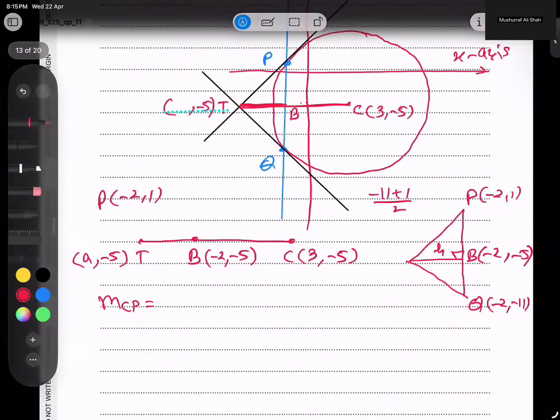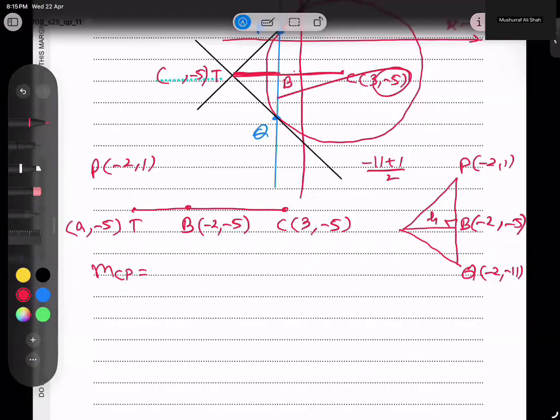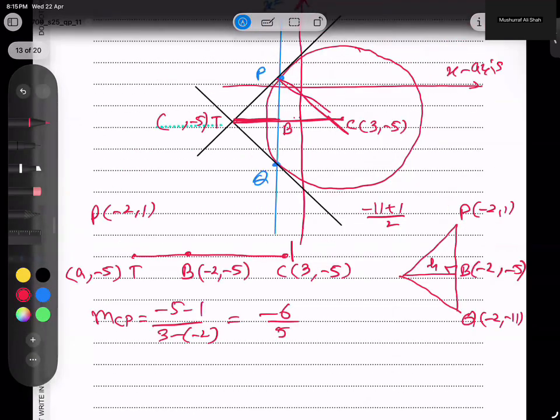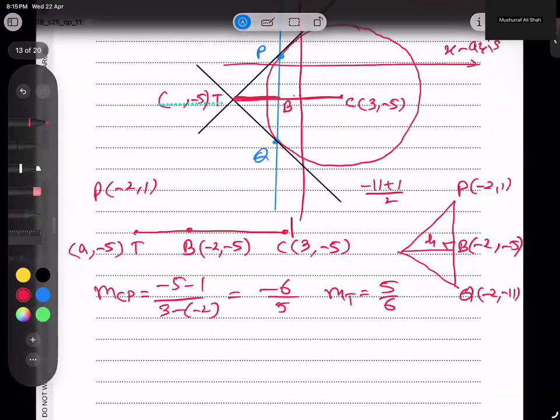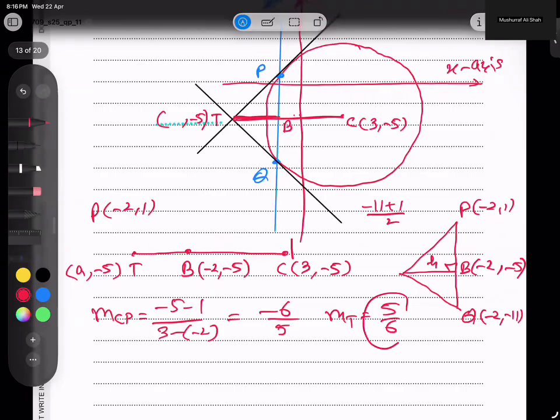So I'm finding y2 minus y1 over x2 minus x1. I got -6 over 5. This is the gradient of CP. But do you know the tangent's gradient is the negative reciprocal? So the gradient of the tangent is 5 upon 6. Now I'm using the student's P coordinate and this to find the equation of the tangent.